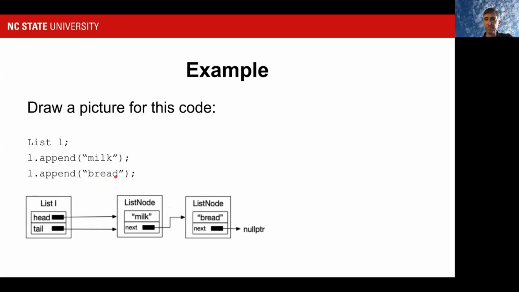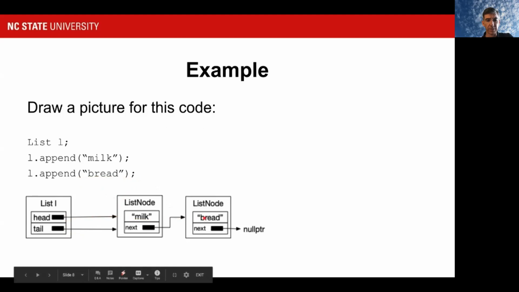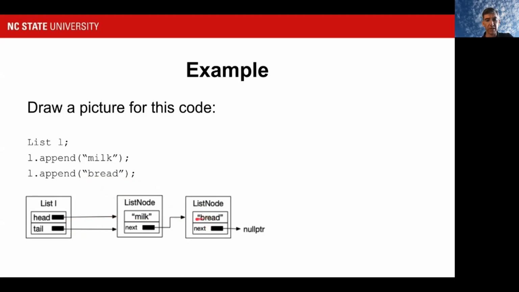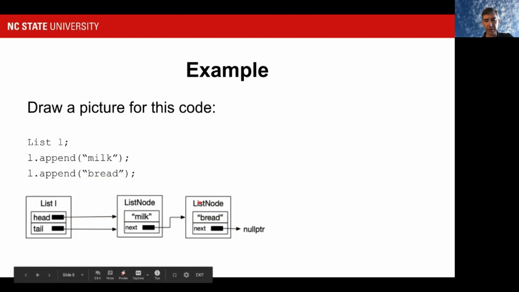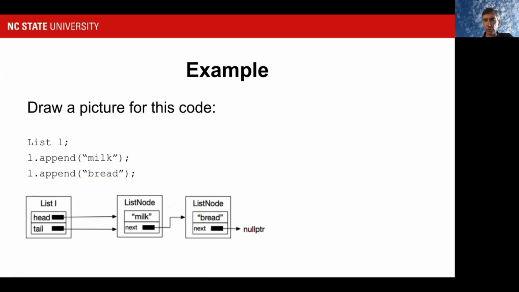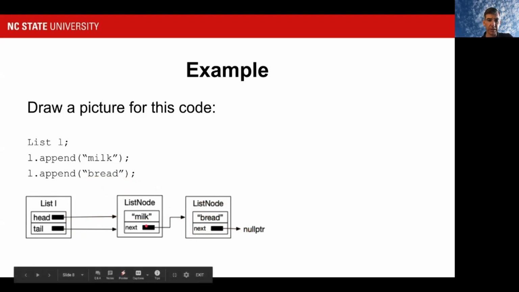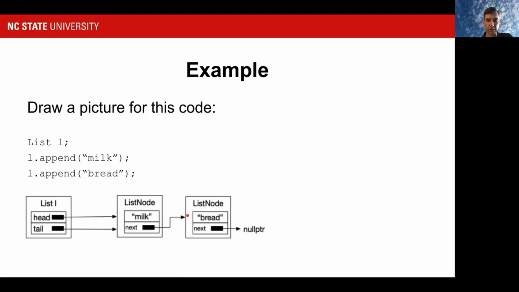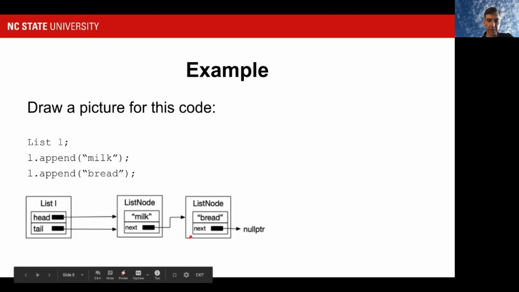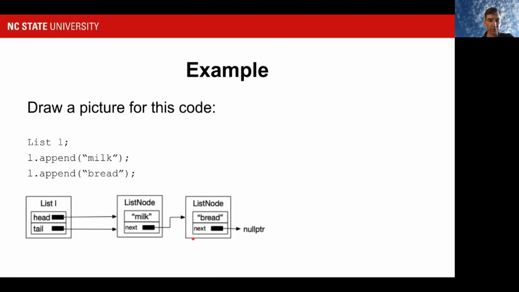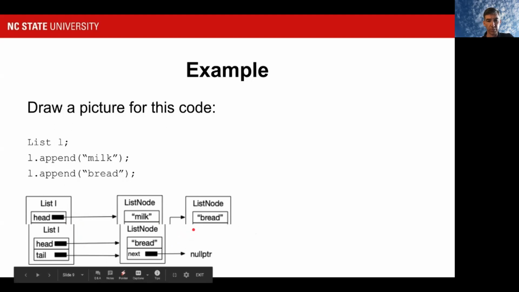Okay, and then if I append bread, actually I have a problem here, but first let's talk about what happens. A node for bread gets created and allocated on the heap. Its next pointer is null because there's going to be nothing after it in the list. But now we need to update milk's next pointer to point to this list node. And what should have also happened is this tail pointer should have gotten updated to point to bread, but I made a little mistake there. I forgot to update it. So yeah, this pointer should actually be pointing around here to bread.